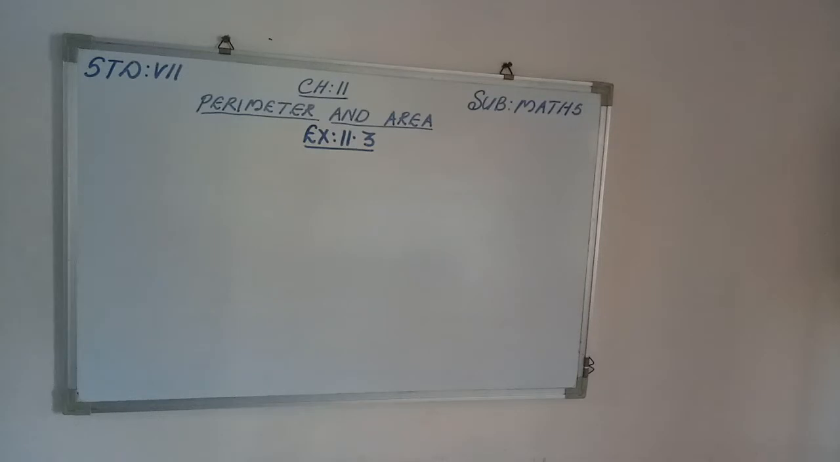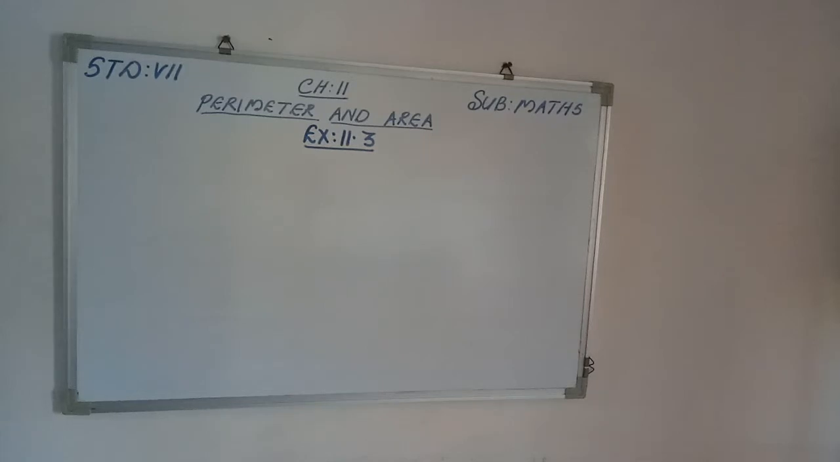Now we can start exercise 11.3. Open your textbook. It's on page 223. Exercise 11.3. Copy the question to your notebook and then solve. The first question: find the circumference of the circles with the following radius. Take pi is equal to 22 upon 7.